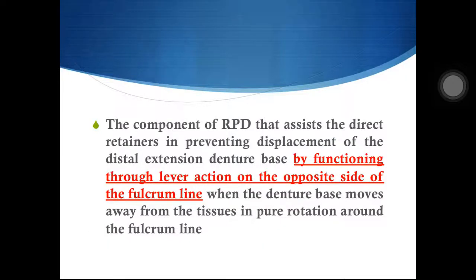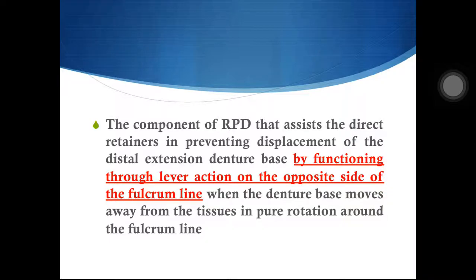Starting off with the component of cast partial denture, that is indirect retainer, is that part that assists the direct retainer in preventing displacement of the distal extension base by functioning through lever action on the opposite side of the fulcrum line when the denture base moves away from the tissues in pure rotation around the fulcrum line. Some of the key words of this definition include the distal extension denture base and the pure rotation around the fulcrum line.